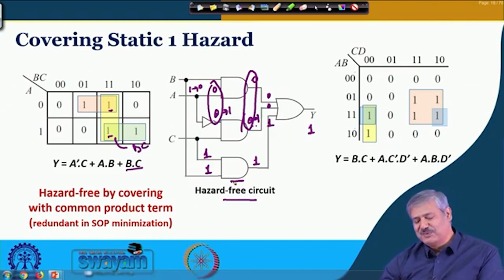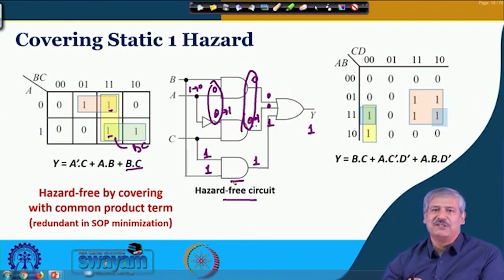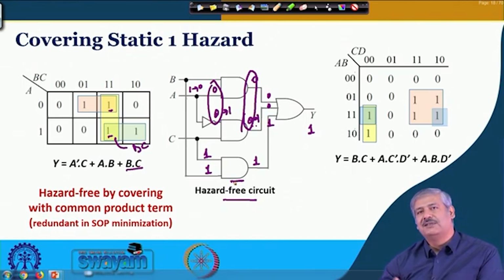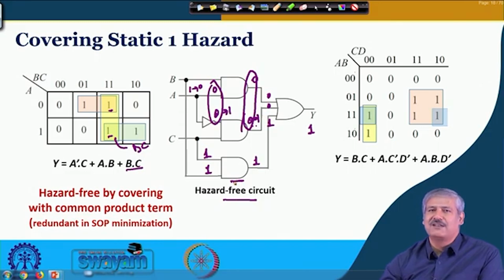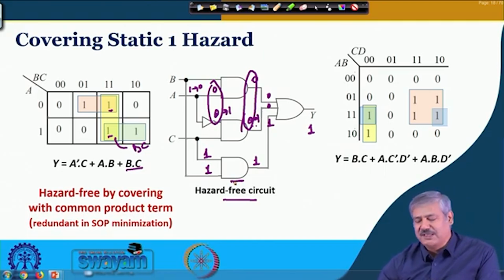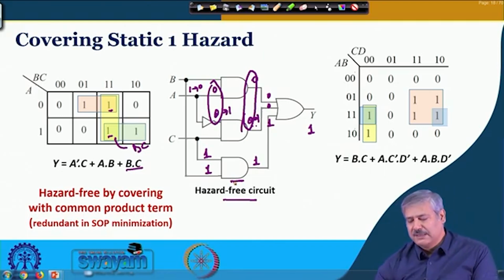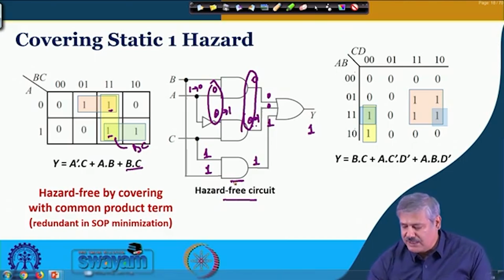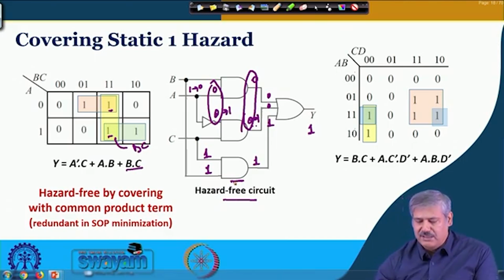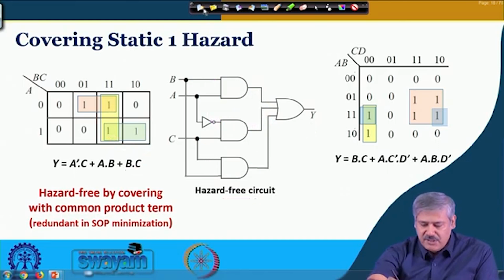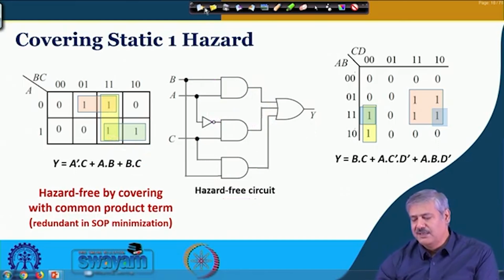So, yes, it is more costly, but it is removing the hazard. More costly in terms of hardware cost, but it saves some other cost in terms of performance, where these glitches can cause damage. So, this is the thing that we have to keep in our mind. Finally, we look at the other example we had discussed before. So this was the circuit.